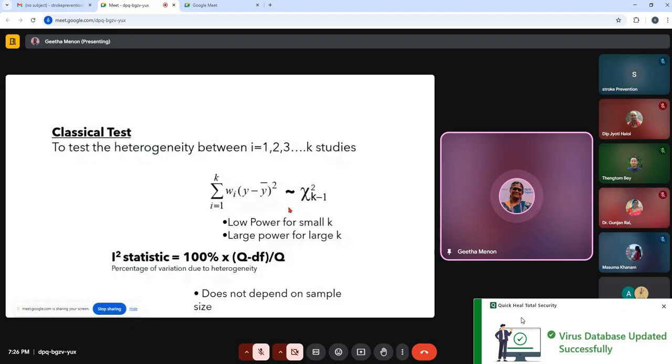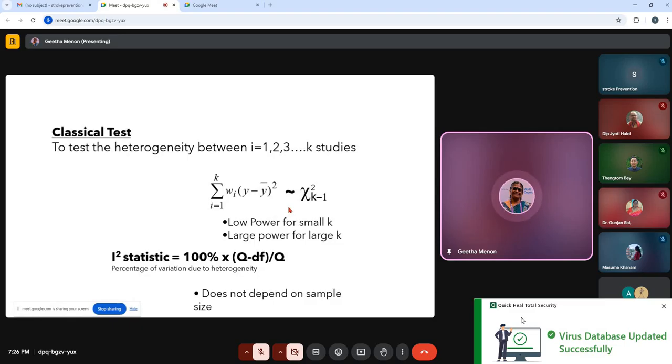What can you do about it? Because we are looking at published studies, you cannot reduce heterogeneity, but you can address those heterogeneity and find reasons for those heterogeneity. The classical test for heterogeneity in a meta-analysis is the Cochrane's Q, which is defined in this manner, which follows a chi-square distribution with k minus 1 degrees of freedom. Cochrane's Q is summation of wi into yi minus y bar whole square.